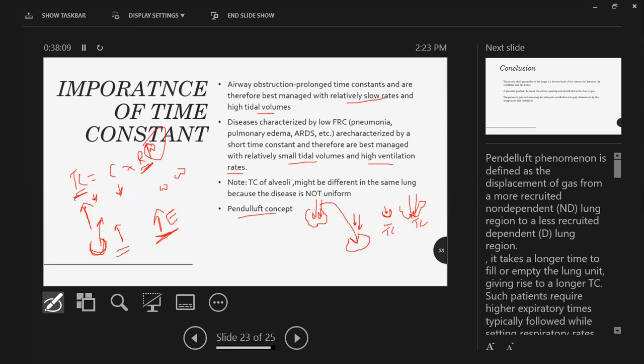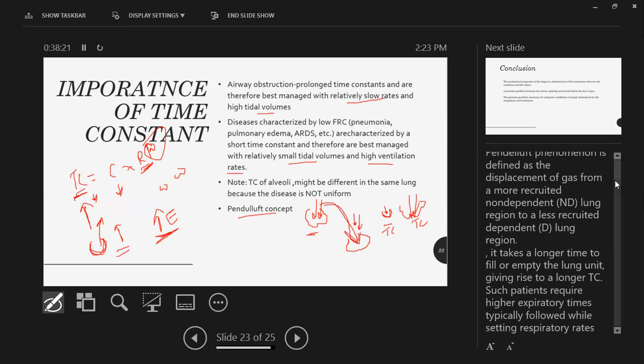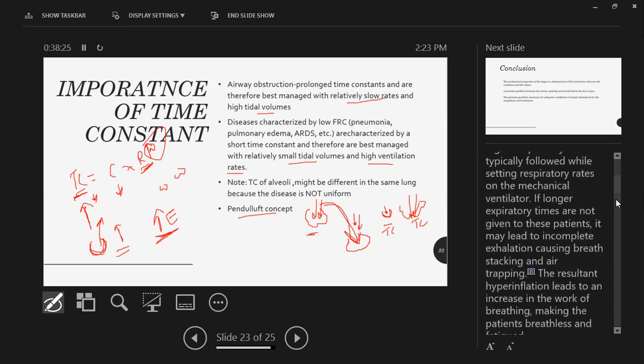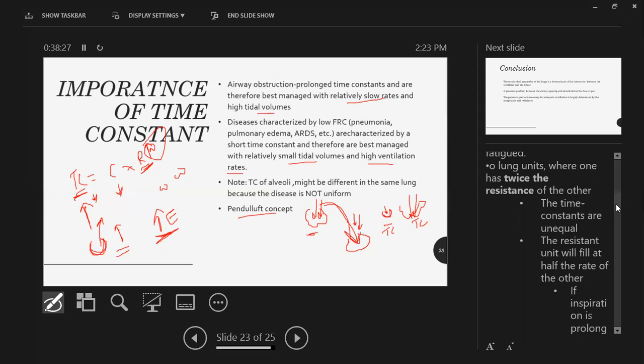Pendelluft phenomenon is where there is displacement of gas from a more recruited non-dependent region of lung to a less recruited dependent region of lung. Okay. So depending upon whether the resistance is more or the compliance is less, your time constant varies.